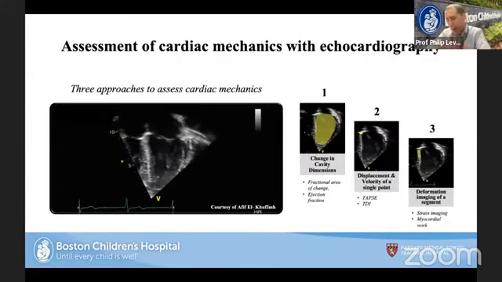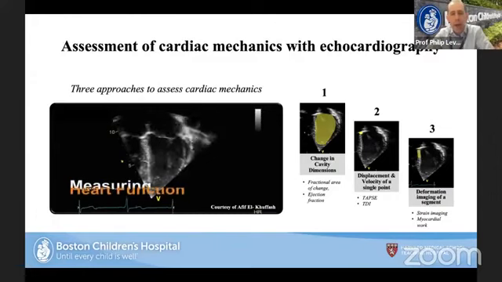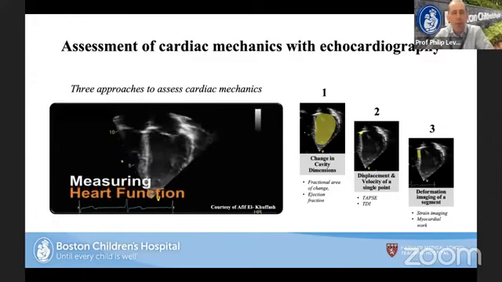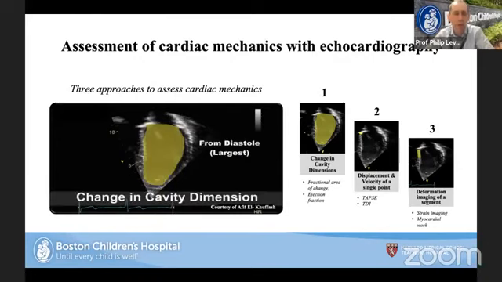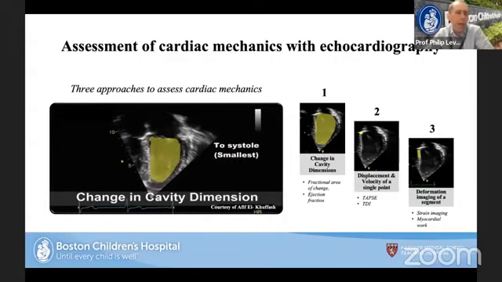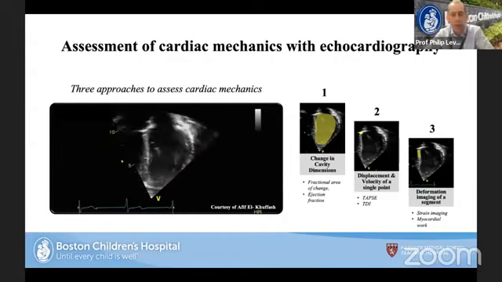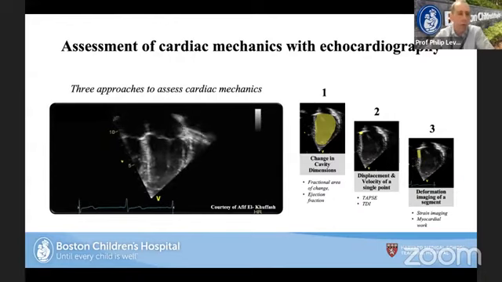So when I think about the heart, I think about it with the assessment of kind of 3 features. This is for echocardiography. I think about the heart as relaxing and contracting with a change in what we call cavity dimensions. And you can see this very nice figure from diastole to systole. Everything is from diastole to systole. We can look at the difference in those, and those are measures like ejection fraction and fractional area of change.